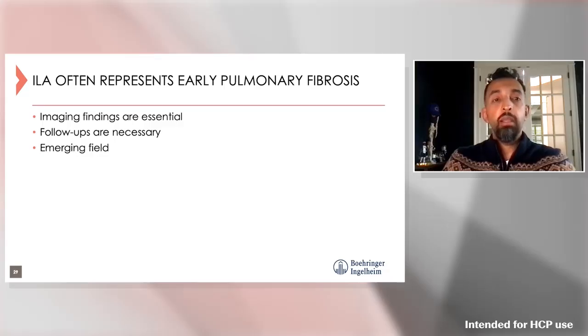In addition, because ILA is so early on in the course of fibrotic lung disease, it's unclear how great CT is at identifying for sure that this person has fibrotic lung disease. So newer technologies such as hyperpolarized xenon gas are being developed that may better assess pulmonary fibrosis in these earliest stages.